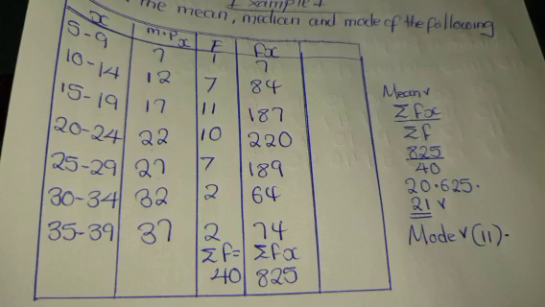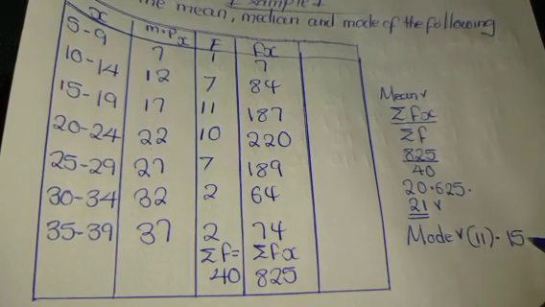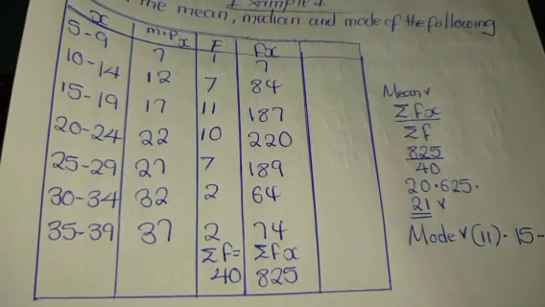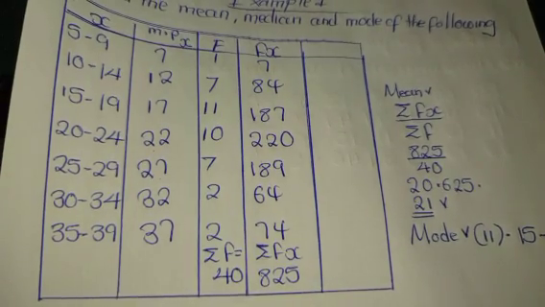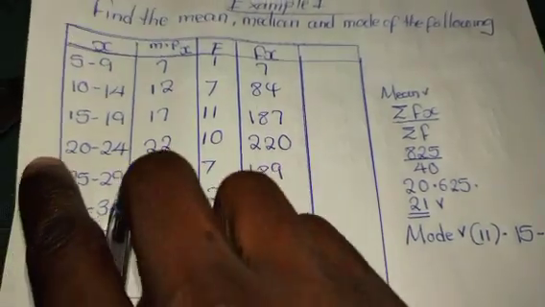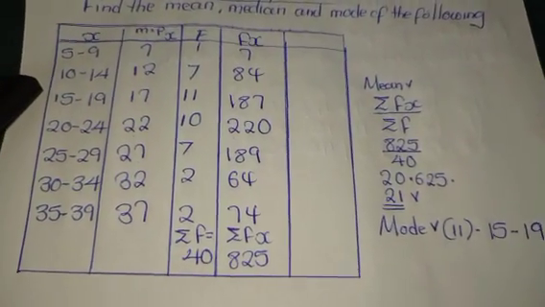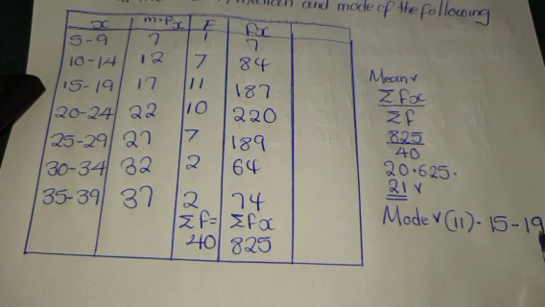So the one which is having the highest number in this case is 15 to 19. So the mode is between 15 to 19. Then we now need to know which exact value was appearing mostly. The exact value that was appearing mostly is what we are looking for. That is between 15 to what?